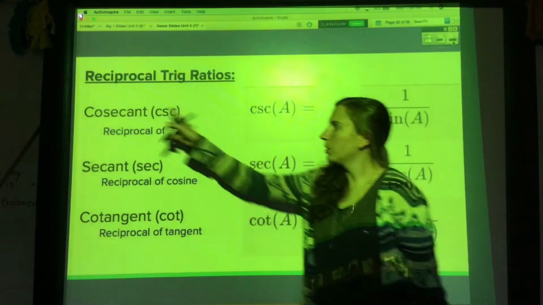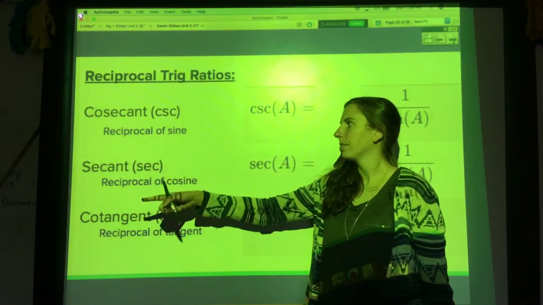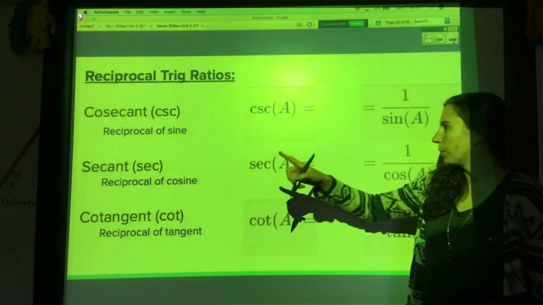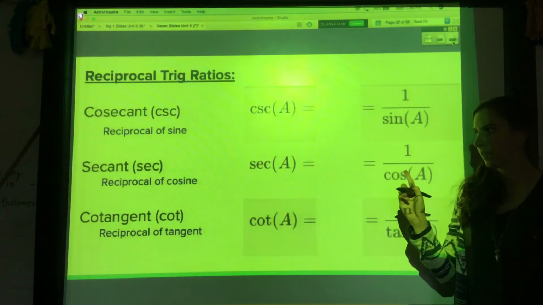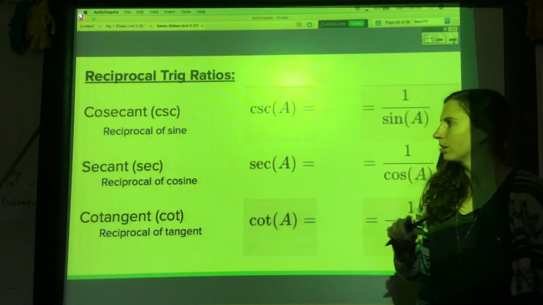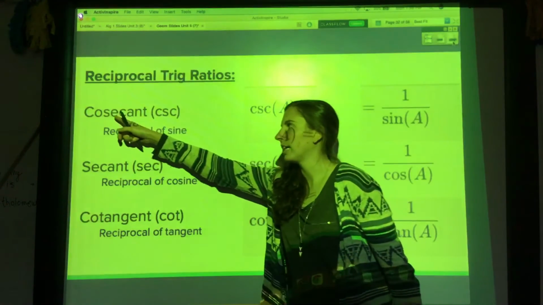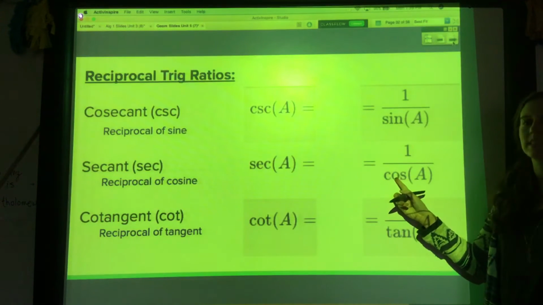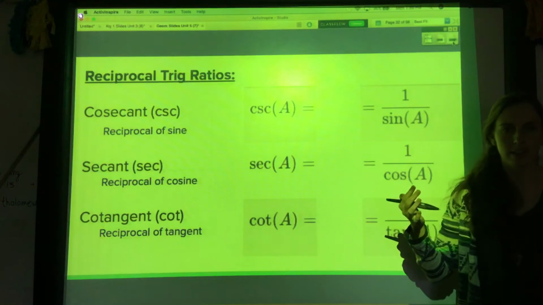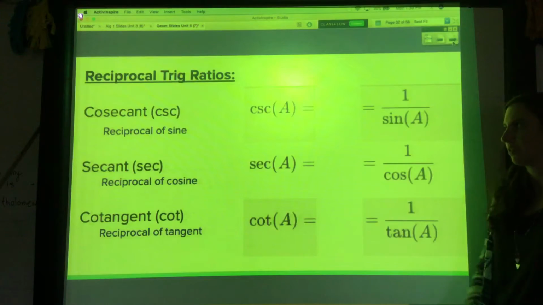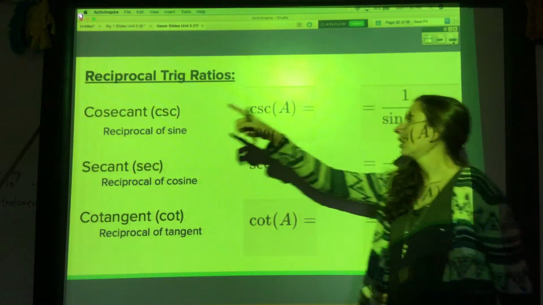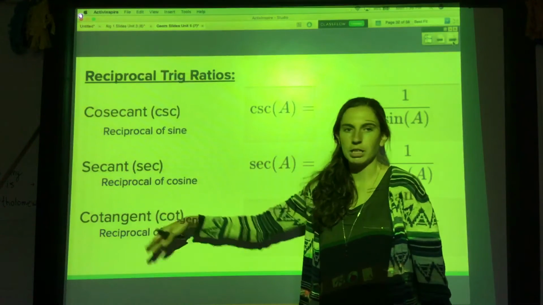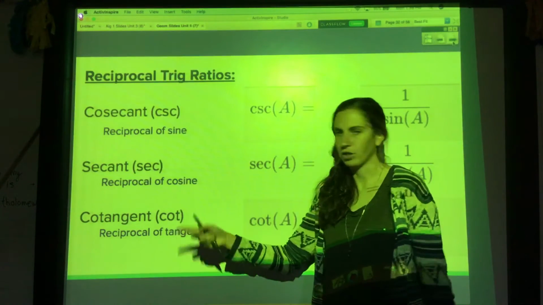Okay, so cosecant, abbreviated CSC, goes with sine, and then secant goes with cosine. I know that's a little weird that cosecant goes with sine and the secant goes with cosine. It seems like the two cos should go together, but they actually don't, so be careful of that. Cosecant goes with sine, and then secant goes with cosine, and then this one makes more sense. Cotangent and tangent go together.